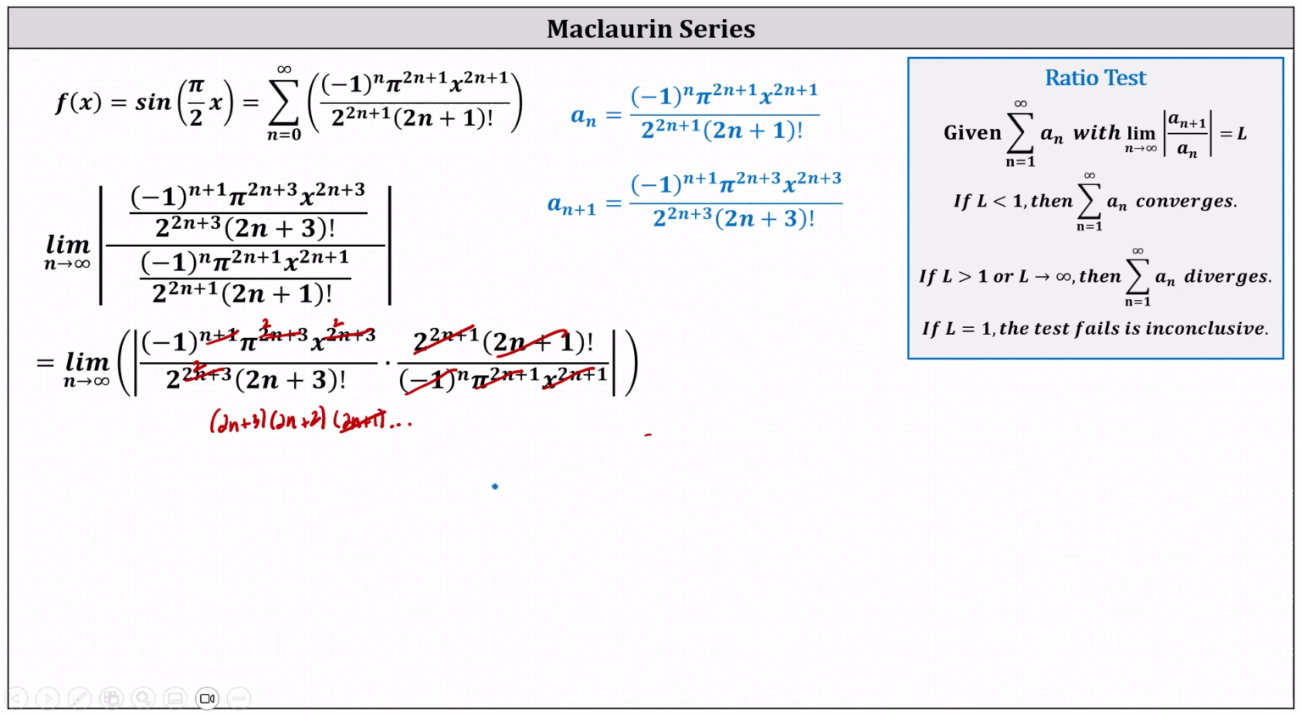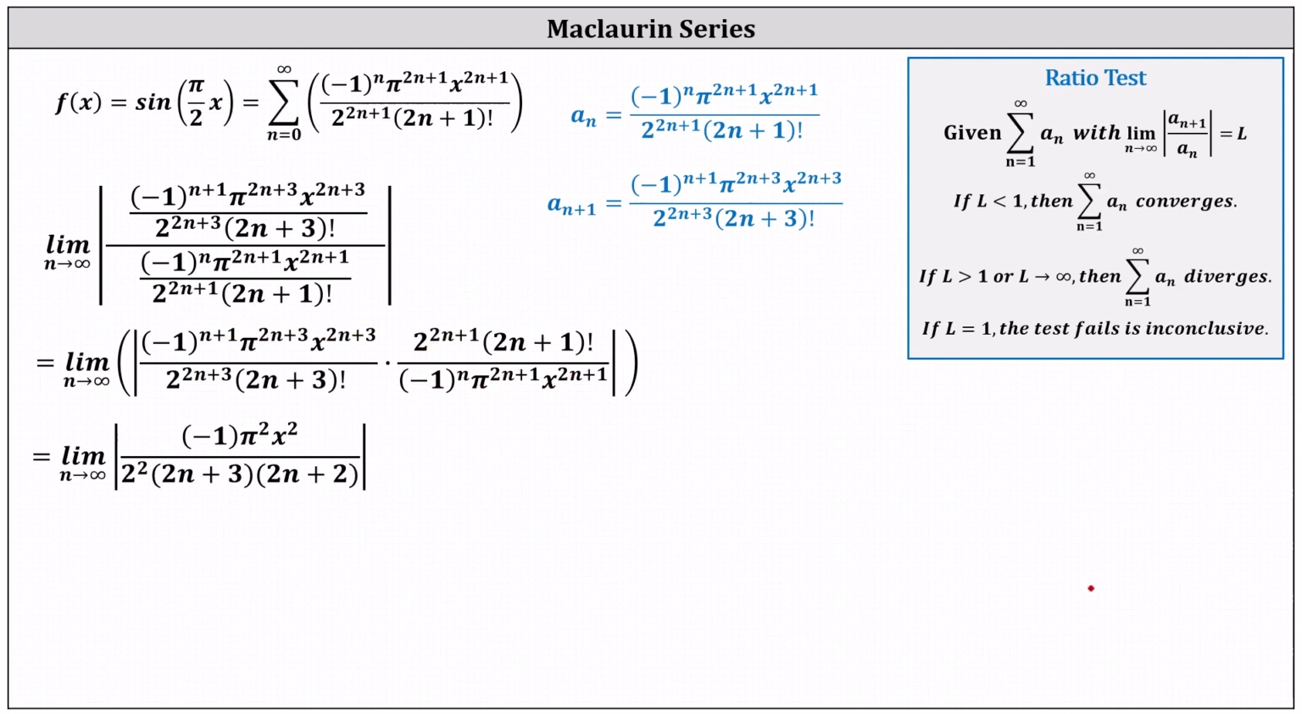So now we can write the simplified limit as the limit as n approaches infinity of the product of negative 1, pi squared, and x squared divided by the product of 2 squared, 2n plus 3, and 2n plus 2. Now determining the limit, notice as n approaches infinity, the denominator increases without bound, the value of the fraction approaches 0, and therefore the limit is equal to 0, which is always less than 1, which indicates the series converges for all values of x, and therefore the radius of convergence equals infinity.